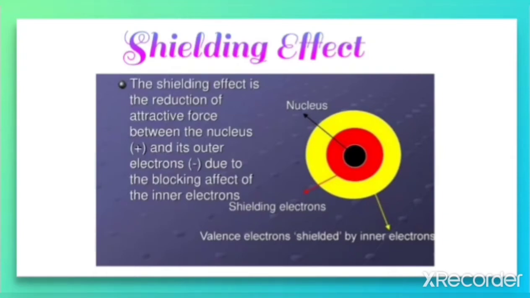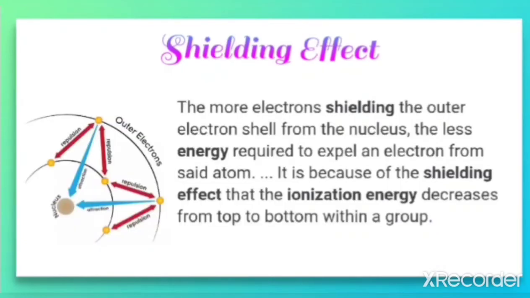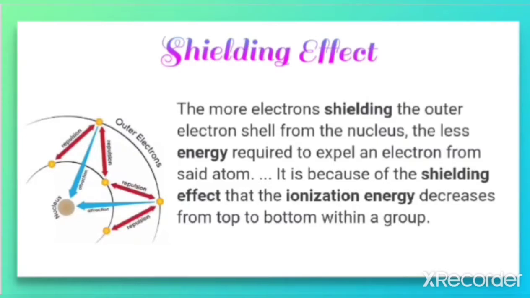The shielding effect is the reduction of the attractive force between the nucleus and its outer electrons due to the blocking effect of inner electrons. Because of this, the outermost electron experiences a much lesser force of attraction, so it can be removed easily. That means the ionization enthalpy decreases. The more electrons shielding the outer electron shell from the nucleus, the less energy is required to expel an electron from the atom. It is because of the shielding effect that the ionization energy decreases from top to bottom within a group. So, in short, the greater the shielding effect, the lesser the ionization enthalpy.